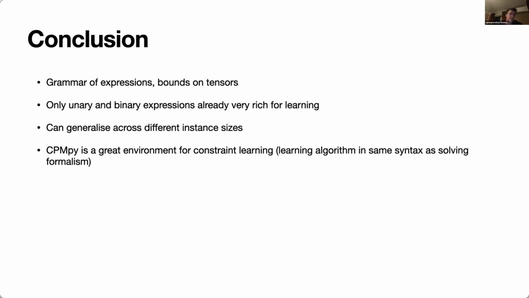So to conclude, what we did was we used a grammar of expressions and bounds on tensors. That's the core idea behind our approach. We found that just having unary and binary expressions provides a rich enough bias to learn a lot of constraints. By using generator expressions, this is definitely an interesting proof of concept that you can generalize across different instance sizes. And we were able to use CPMpy as an environment for constraint learning, because we can quickly express the learning algorithm and then solve to find new solutions or to evaluate redundant constraints.